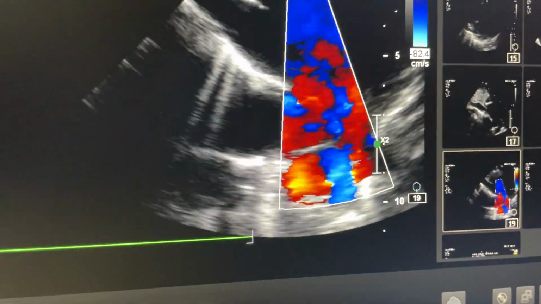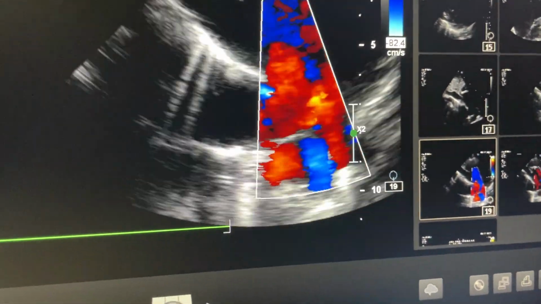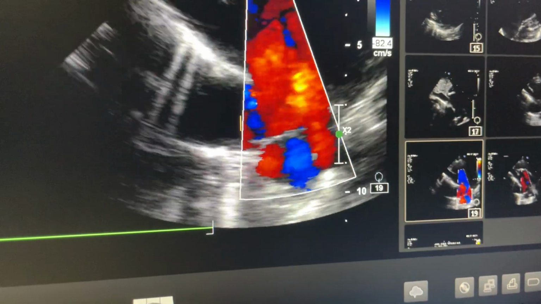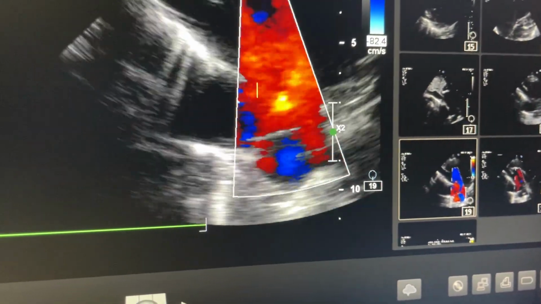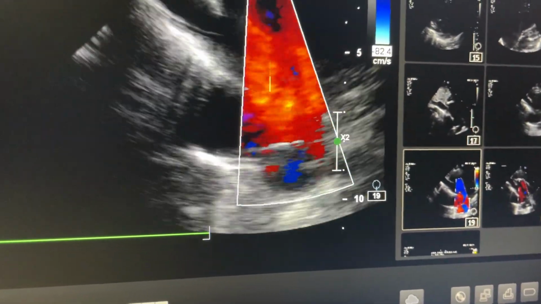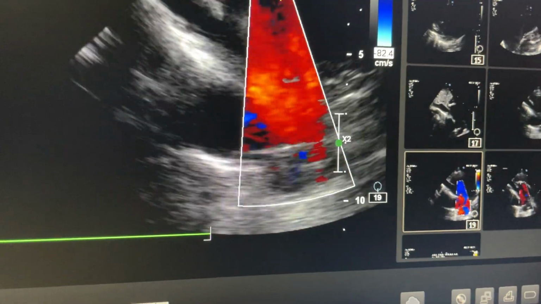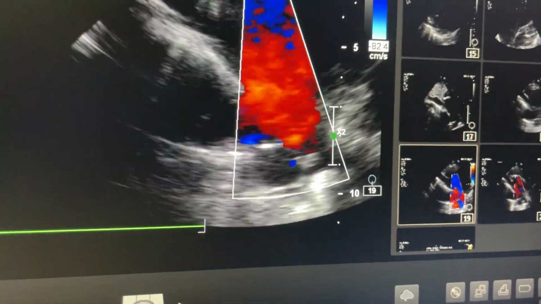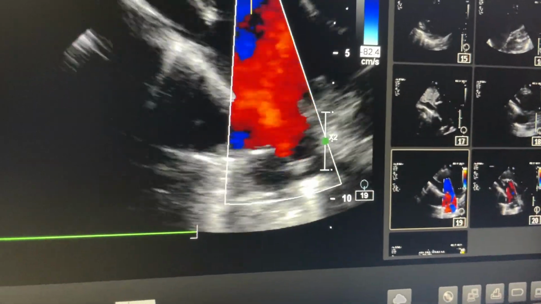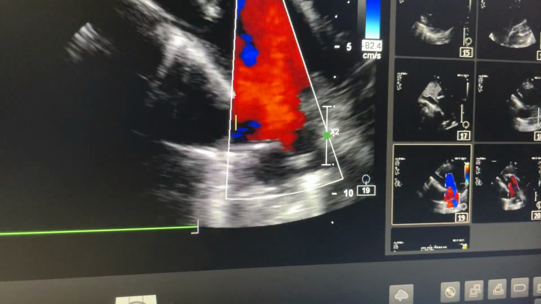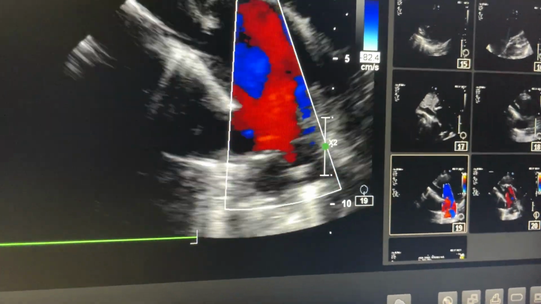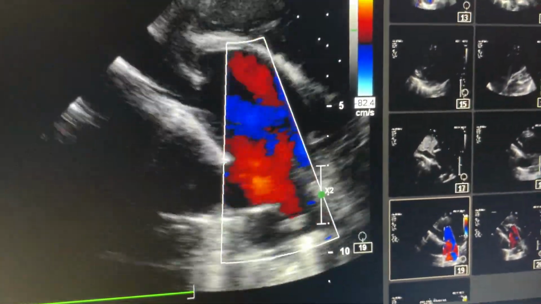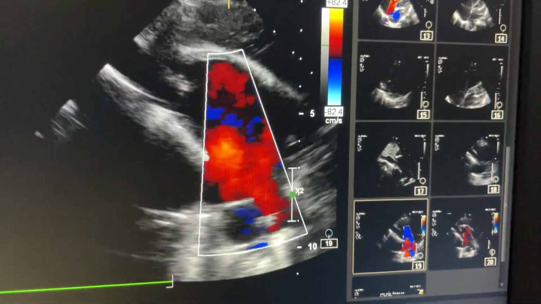Now you see the color flow. You can easily see the flow from the left atrium into the right atrium, the red flow. Red flow means flow is going upwards towards the probe. Obviously, the right atrium is closer to the probe compared to the left atrium because we have taken views from the subcostal window. You can clearly see.